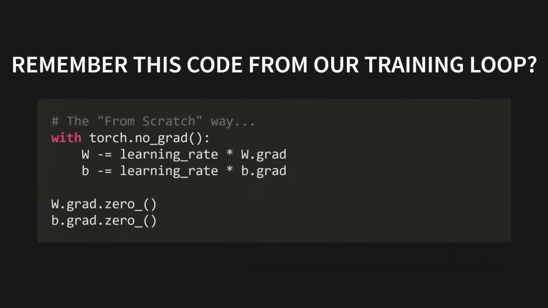Remember this code from our last training loop? The from-scratch way, where we used torch.no_grad, then manually updated our weights? w minus equals learning rate times w.grad. Then we did the same for our bias b. And finally, we had to manually zero out the gradients for both w and b.